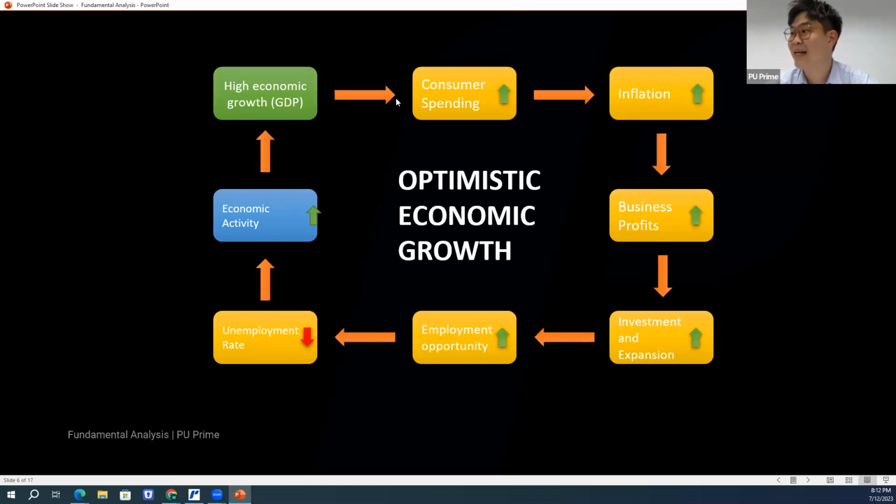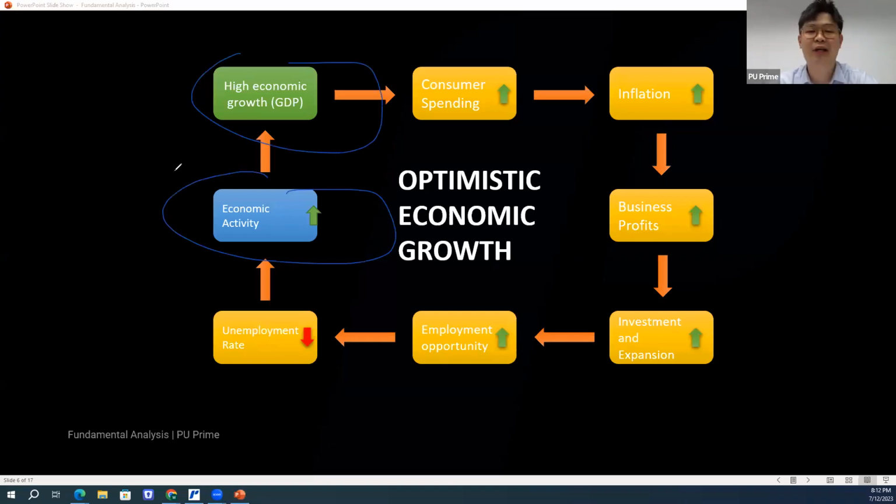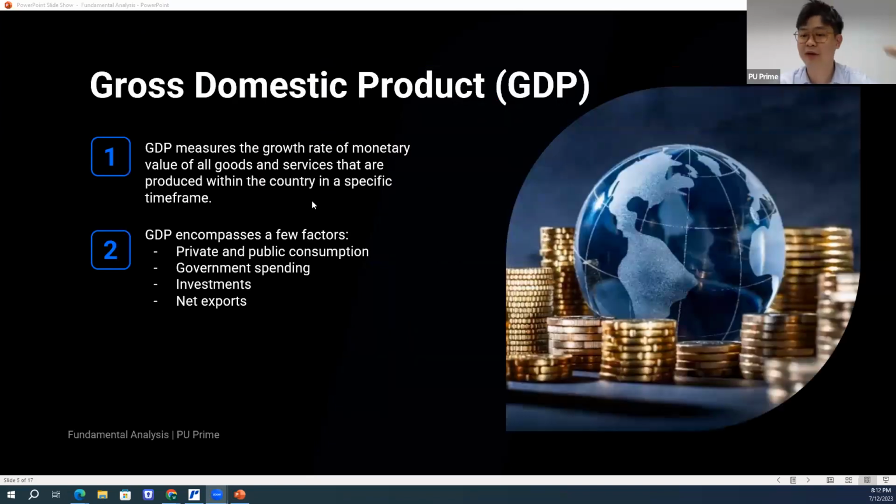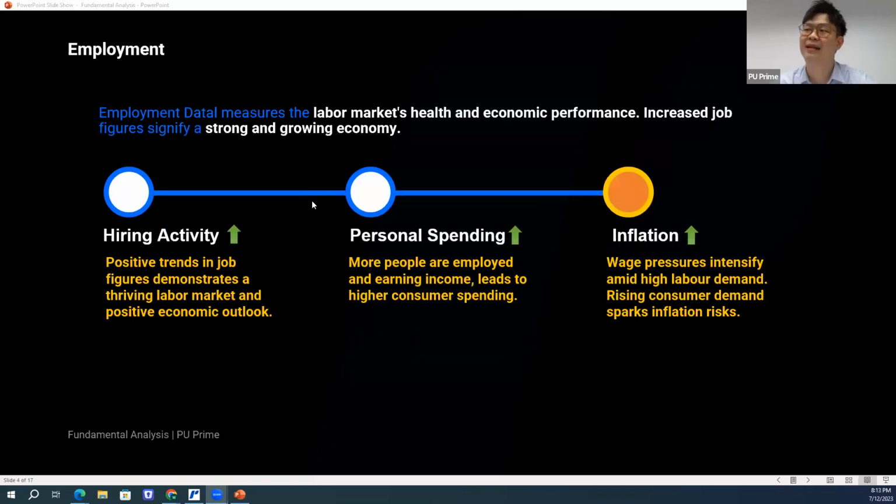So this is an explanation. When GDP is very good, it means the country's economic performance is very good. That's why consumer spending goes up, with more inflation and business profit going up. The most important thing is you can link high GDP to better economic activity, which will attract investors to invest in that country. This is a key point. So GDP data, I think you clearly understand, and you already understand the two most important data.